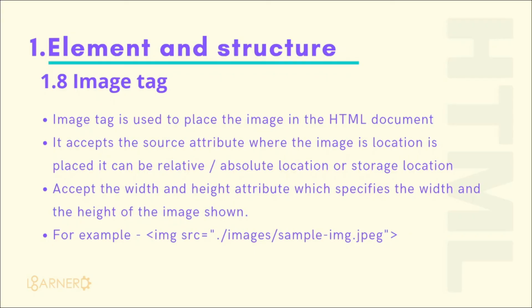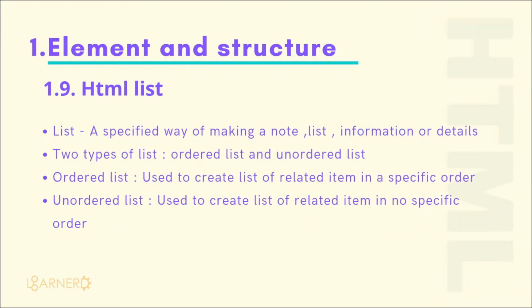Moving towards our next topic, that is HTML list. So what is a list? It is a specified way of presenting information or details. For example, whenever we visit an e-commerce website to buy a phone, there are many features written in bullet points. That is nothing but a list, which provides information or details about a particular product or a particular section. So we can relate it with that.